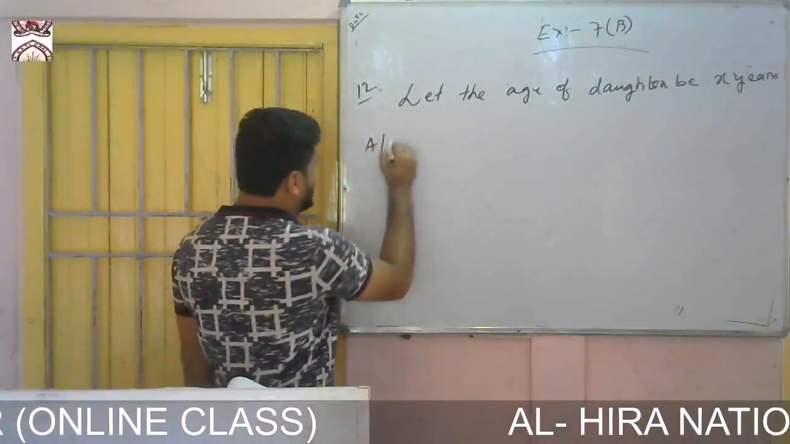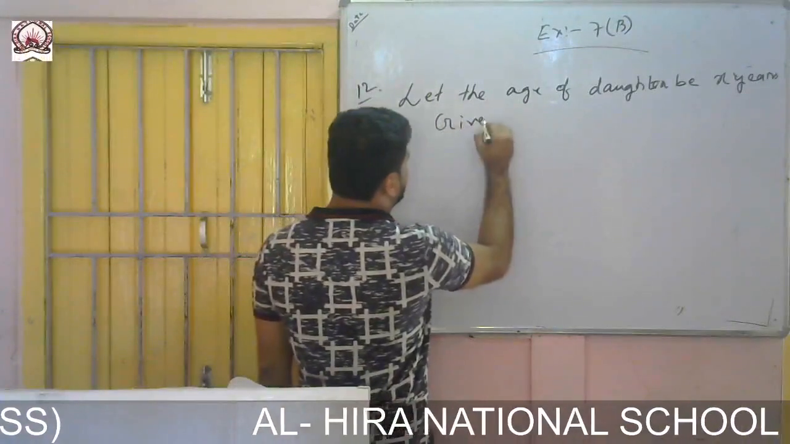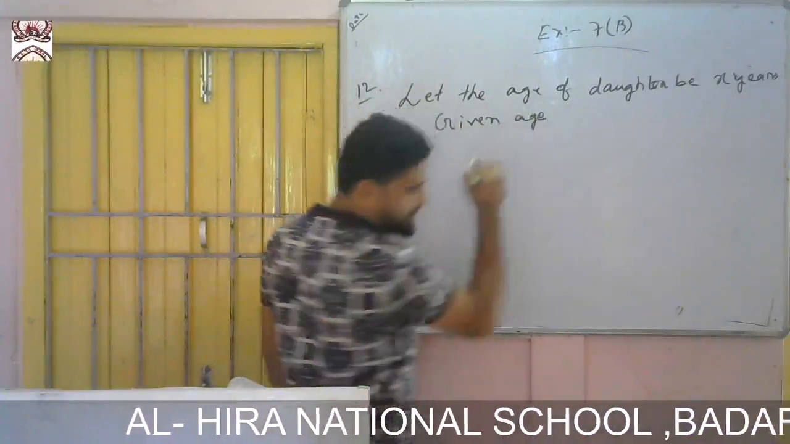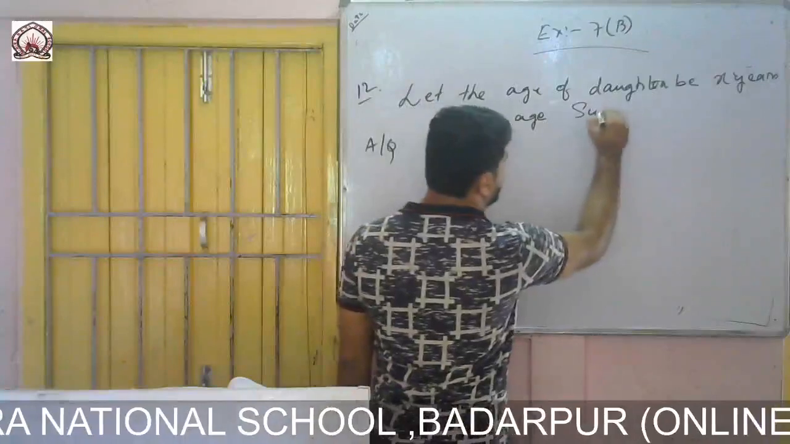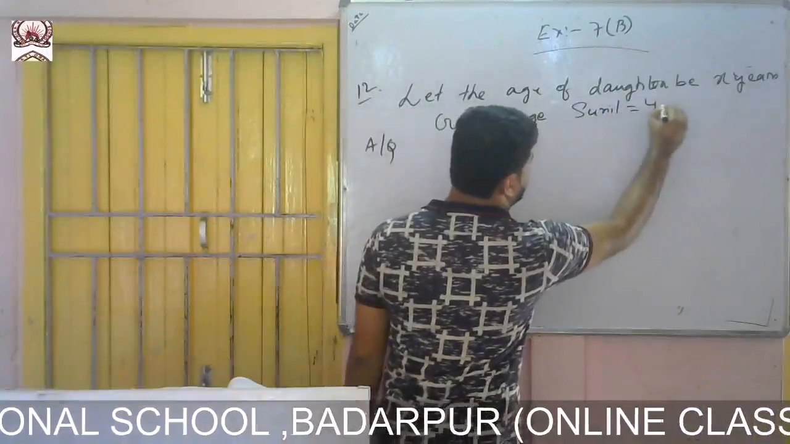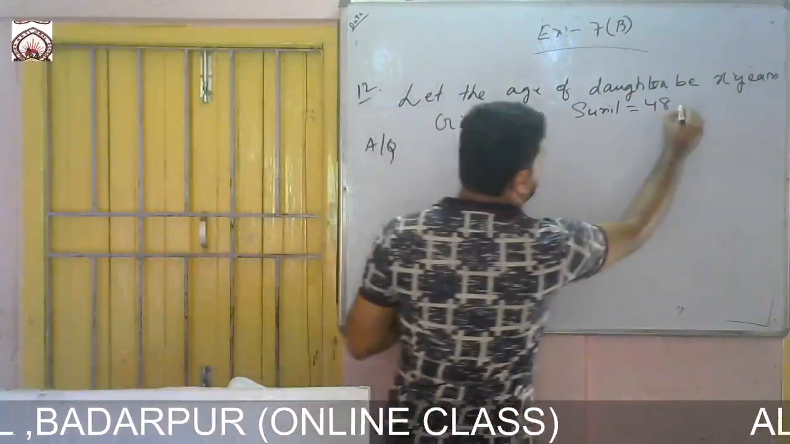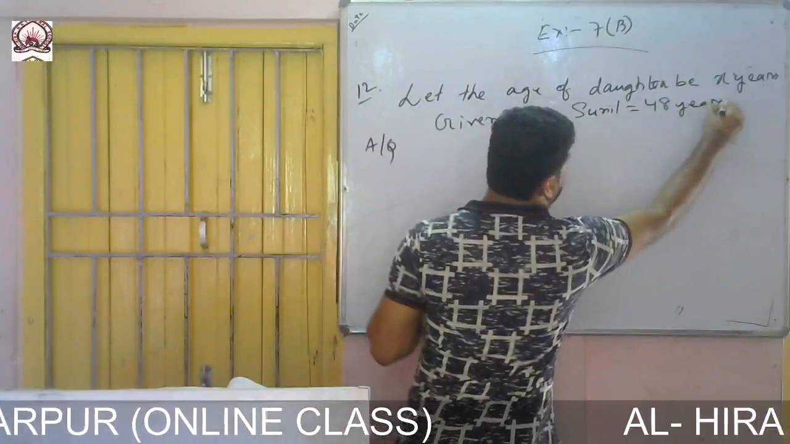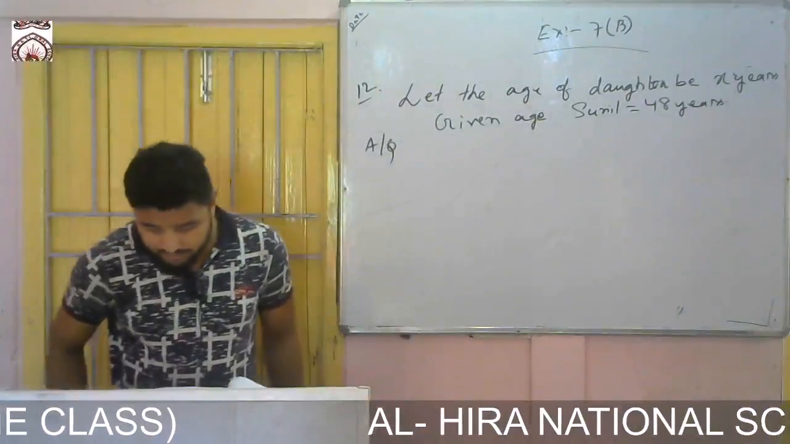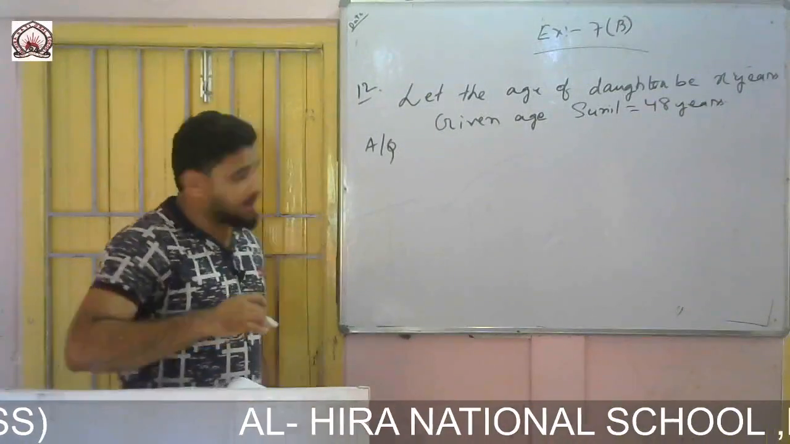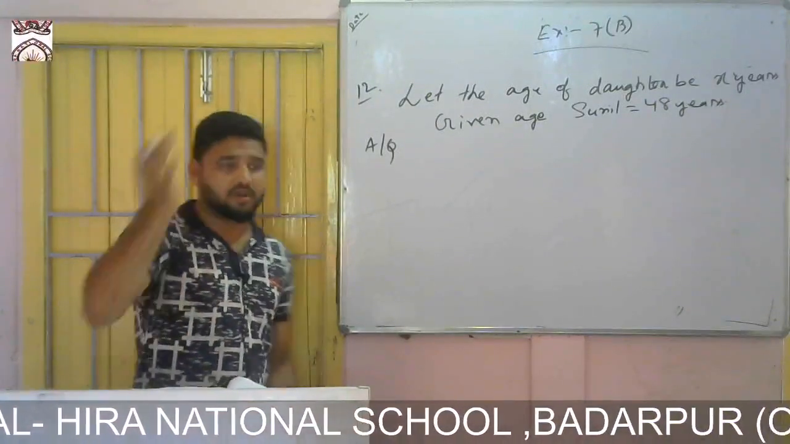According to the question, the age of Sunil equals 48 years. Okay. Now according to the question, he is 7 years less than 5 times his daughter's age.